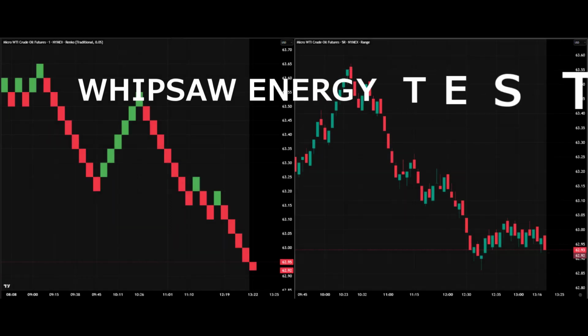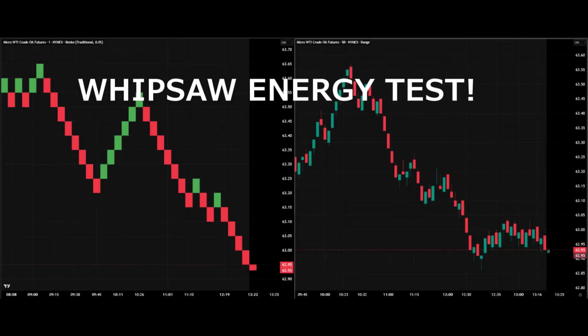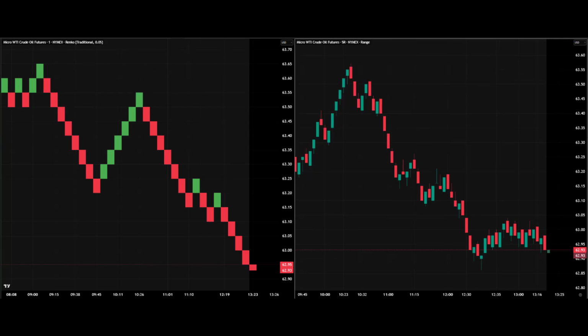So onto the whipsaw energy test, and we move to crude oil, ticker MCL. Set again quite quick, 5 cents for both. And crude oil mean reverts intraday but can squeeze violently.